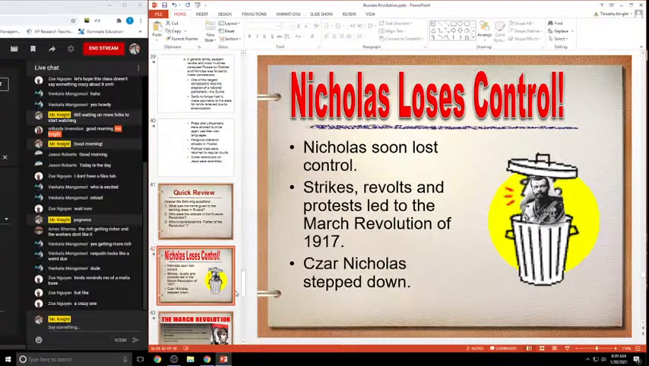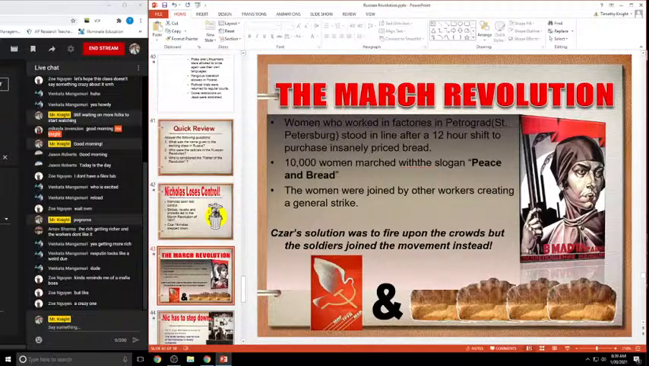Strikes, revolts, and protests led to Nicholas II having to step down from the throne. And here you can see Nicholas II being tossed in the garbage bin, and he is removed from his position as Tsar, and he would be the last person to hold the title of Tsar of Russia. So, the March Revolution, also sometimes called the February Revolution.